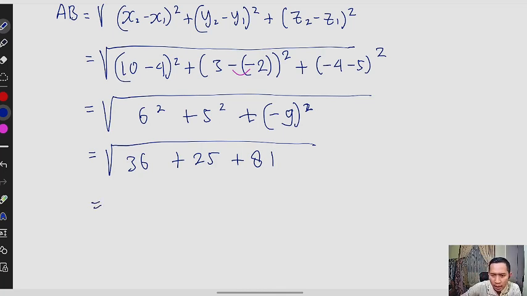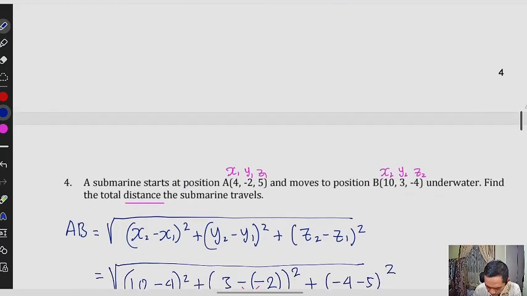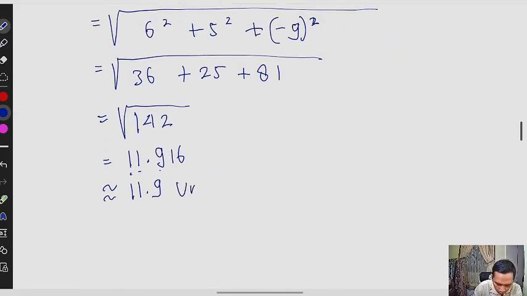Okay, let's let the calculator do its job. Add them. We have 142, I think. And then the square root of 142 is 11.916. Then round it to three significant figures. Make it a habit, everyone. Three significant figures: 1, 2, 3, so we stop at 9. After 9, we have 1, so it will be 11.9. And what is the unit? We don't have units, so just write no units. Okay, that's it. That's number 4.